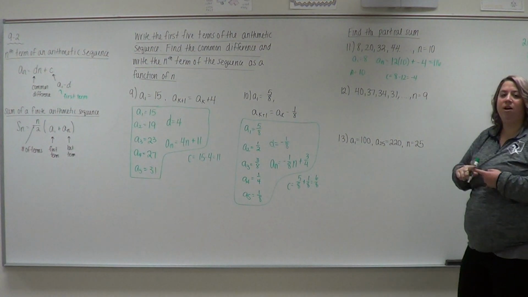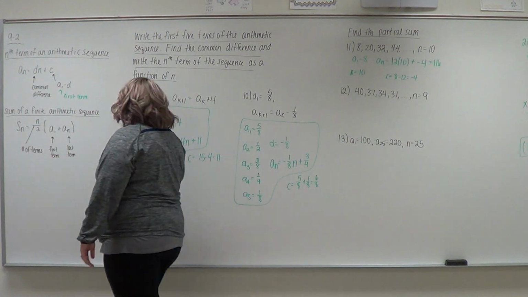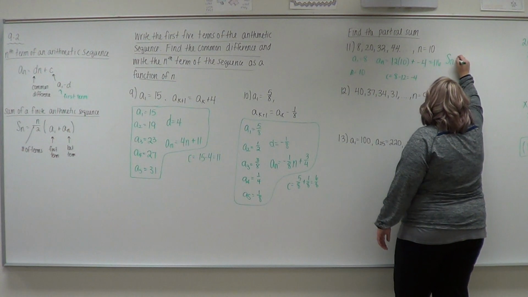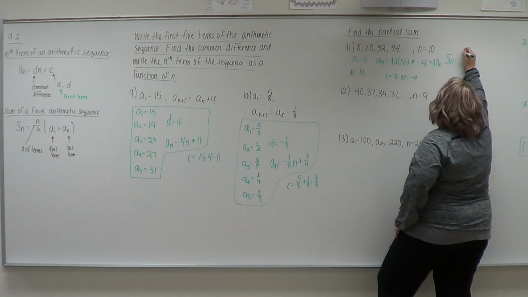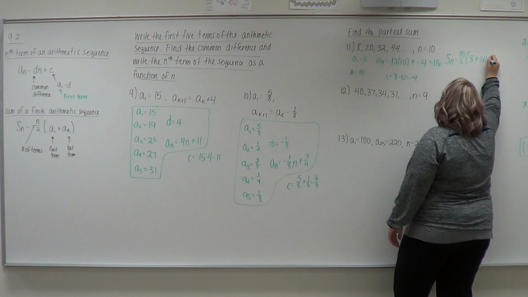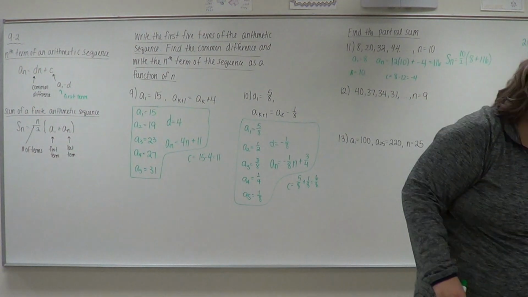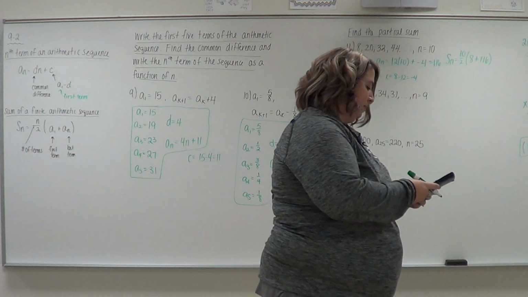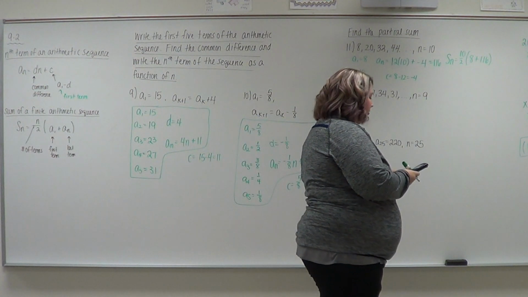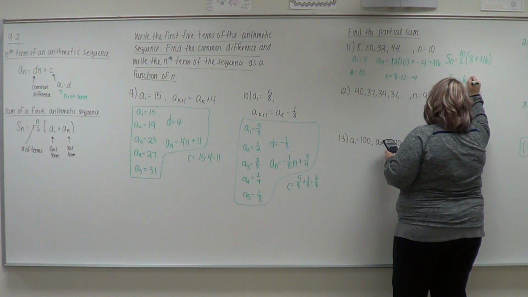So now I know a1, I know my a sub n, and I know my n. Now I can just plug them into this equation and solve. So my sum would be n over 2, so 10 over 2 times a1 plus a sub n. So I would take 8 plus 116, and then I would multiply by 10 over 2, so 10 over 2 is 5, so times 5. So my sum is 620.